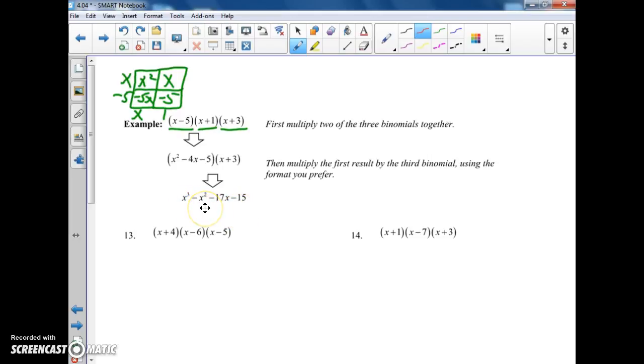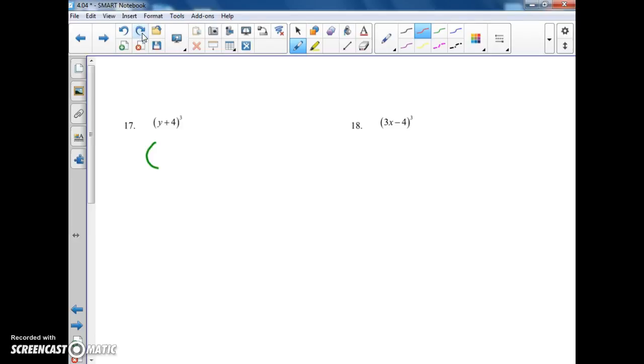So it makes sense? When you have 3 of them, you do 2 of the 3, get the answer, and then multiply that answer by the third one, and you get your final answer. Is everybody lost there? What's happening? Once again, it's really simple to do. Okay, so we got that down. Take the first 2, get that. Take the third part. There you go.